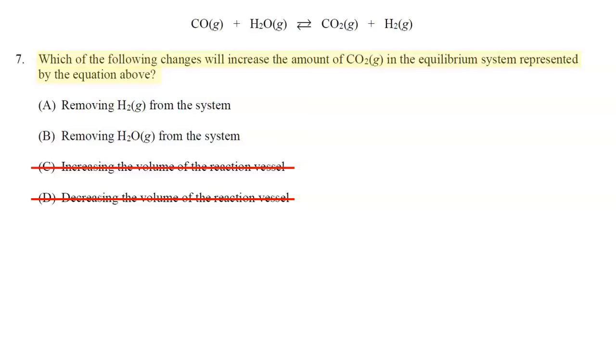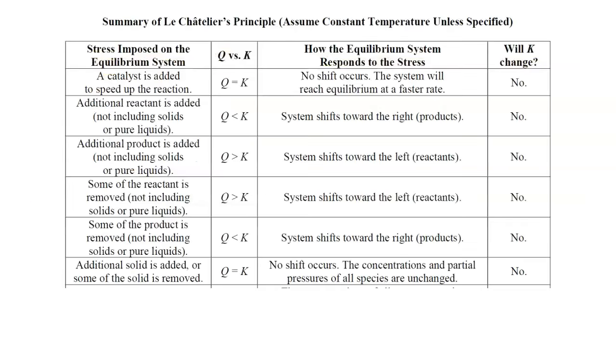So now it comes down to either removing hydrogen from the system, which happens to be a product, or removing water from the system, and water happens to be a reactant. So in my video for Le Chatelier's principle, I presented a summary of different situations, and I'll highlight that if some of the reactant is removed, then Q becomes greater than K, and the system shifts toward the left, or toward the reactants. But if some of the product is removed, then Q becomes less than K, and the system shifts toward the right, toward the products.